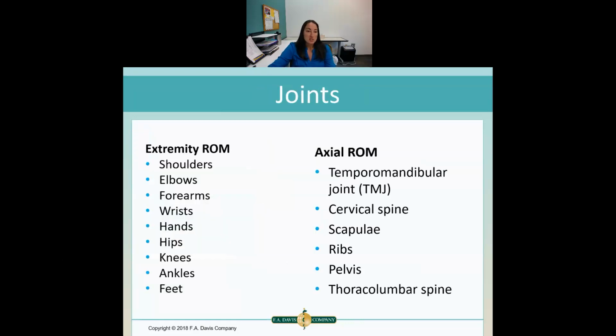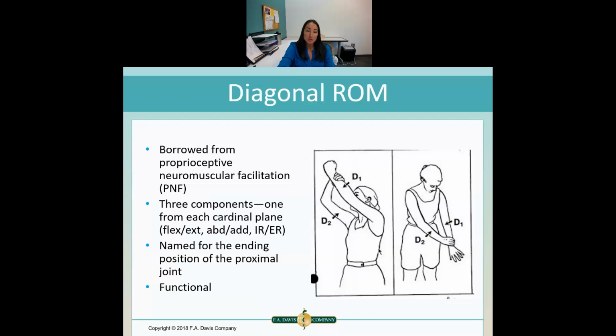Here are just a list of the joints throughout your extremity, and then the axial joints that are connected to the spine itself. You can read through that list. I'm not going to read it to you.